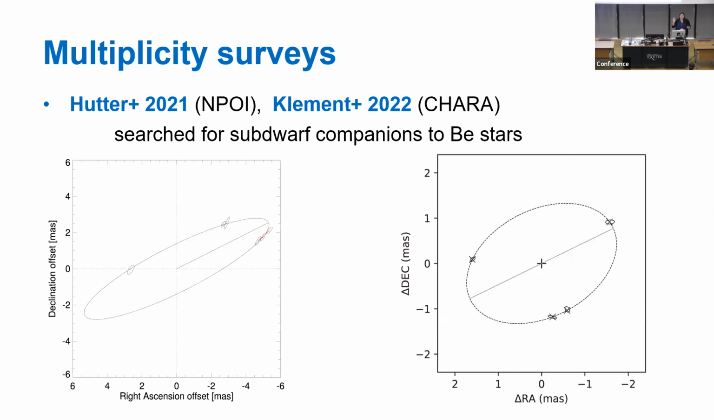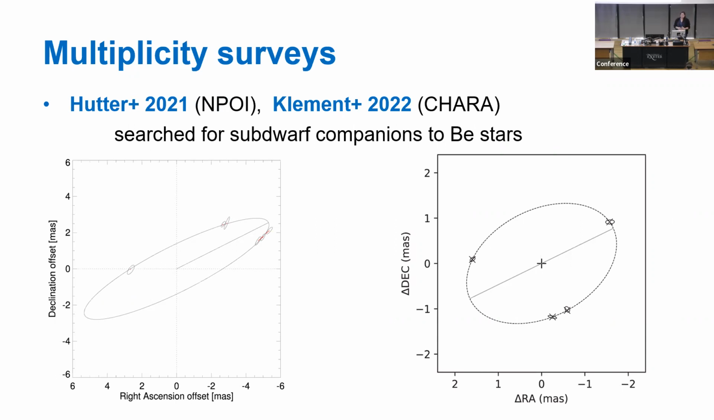I know I'm showing orbits up here, but if you don't have enough points for orbits, you just look at a few stars, maybe once or twice. Interferometry is really important for multiplicity surveys. So this is an example, two different examples of papers that look for companions around Be stars.